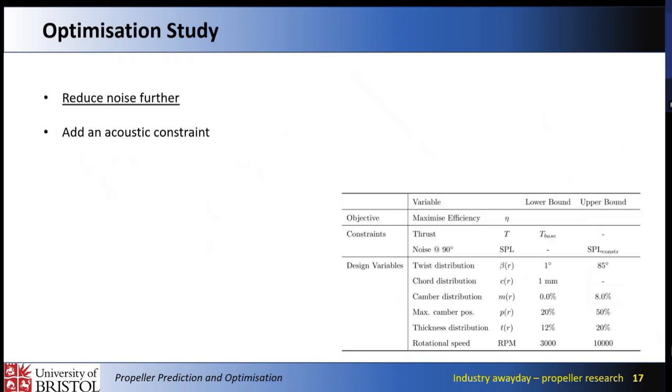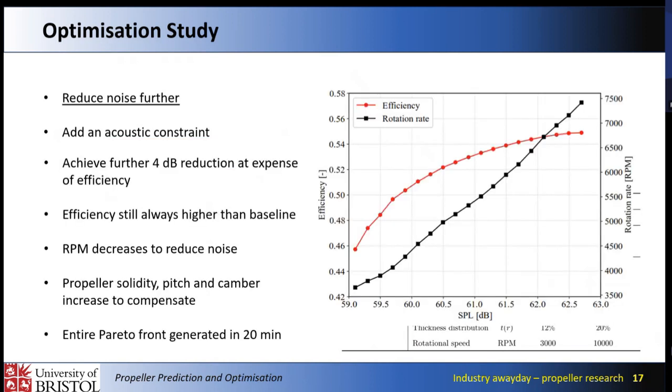So this is going to be just a second addition to this study. If we want to reduce noise further, we can introduce an acoustic constraint. Basically what we're saying is that the noise at a certain observer location can't go above a certain value. So whatever our propeller design is, it has to satisfy that constraint. Again, we're also still maximizing efficiency. So these are the results that we get for that.